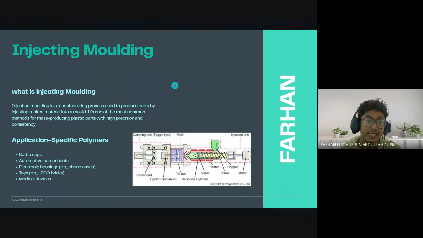The first one, the injection molding. Injection molding is a manufacturing process used to produce part by injecting molten material into mold. It is one of the most common method for mass producing plastic part with high precision and consistency. And some of the application is the bottle caps, automotive component, electronic housing, example of phone cases, toys like Lego bricks, and medical devices.